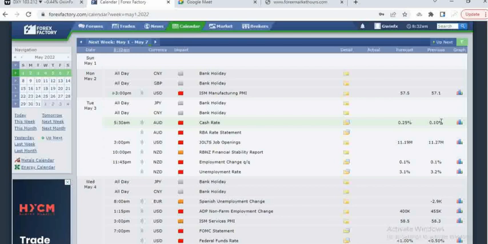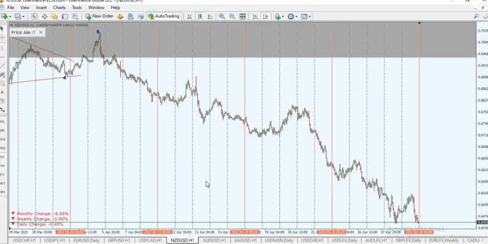If there would be an actual lower than expected, say Australia still maintains the interest rate at 0.10, then we're going to be expecting that the market is going to drop massively as a reaction to that alone. Okay, let's go over to the chart and see what the chart has for us.